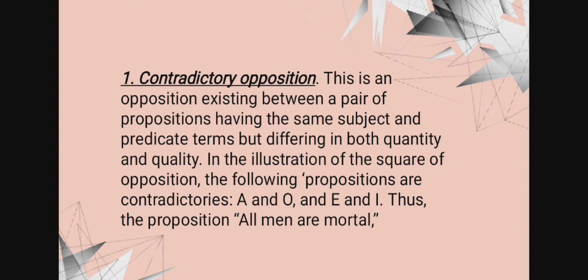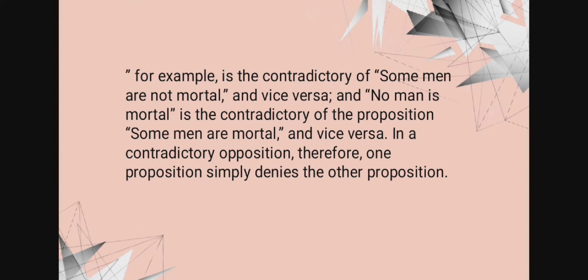These are the two pairs of propositions: the universal affirmative A, particular negative O, and universal negative E, particular affirmative I. Thus, the proposition "All men are mortal," for example, is the contradictory of "Some men are not mortal" and vice versa, and "No man is mortal" is the contradictory of the proposition "Some men are mortal" and vice versa.